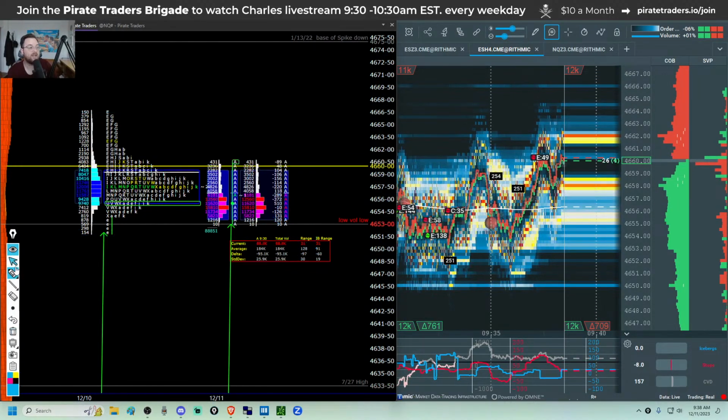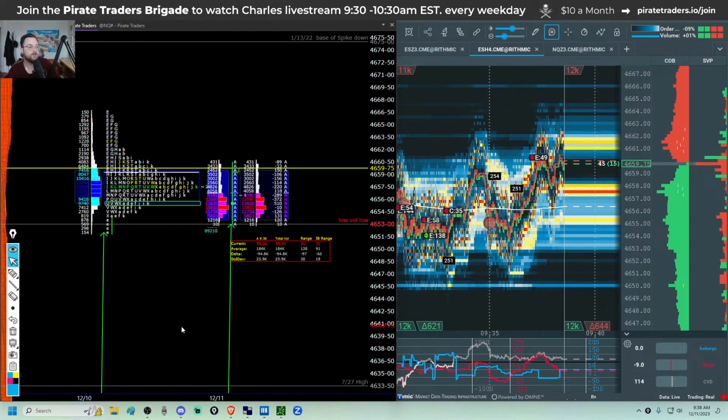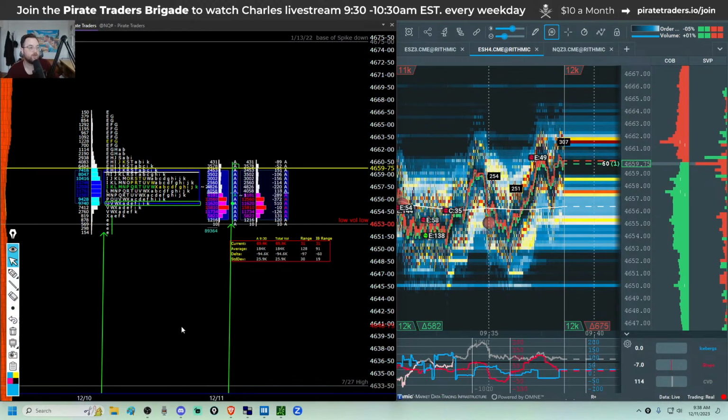But it doesn't matter when it goes there. It can go there in the first 5 minutes or it can go there in 5 hours. It's just about the location where the edge exists.